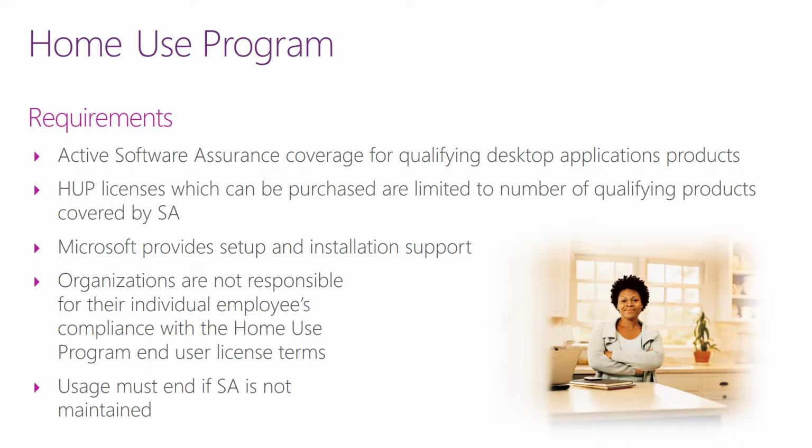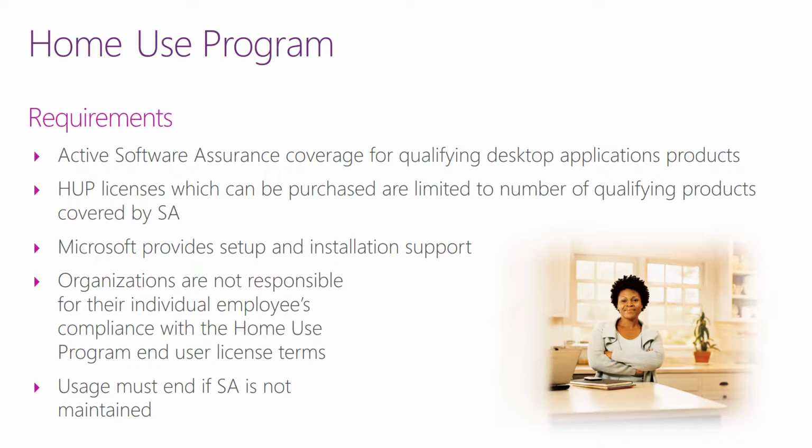Another benefit, a very popular benefit, is the Home Use Programme. The Home Use Programme is all about allowing users to run the desktop application products at home. So if an organisation has active software assurance on qualifying desktop applications products, which I'll show you on the next slide, then HUP, or Home Use Programme licenses, can be purchased by the users to install those desktop applications on their home devices.